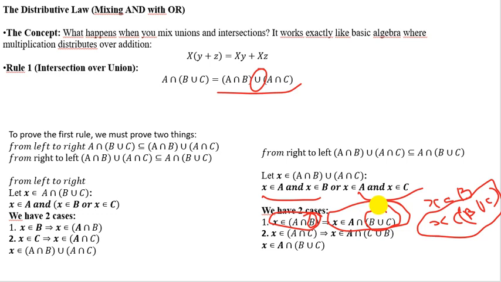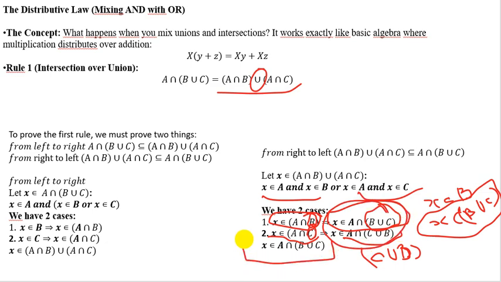And the second case is if x is not in A ∩ B, so it means it is in A ∩ C. In this case, it is in A ∩ C. Here we replace C with C union anything, but here we need to put B. So it is A ∩ (C ∪ B), which is the same thing. In the end, we got that x belongs to A ∩ (B ∪ C), and we proved this from the right to the left. So this is also proved.